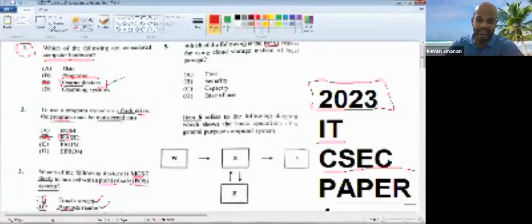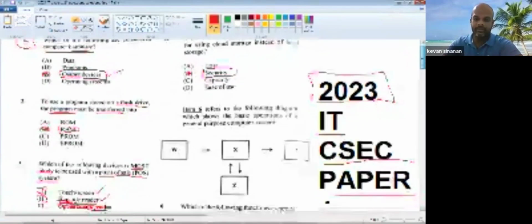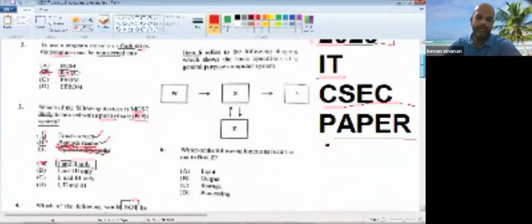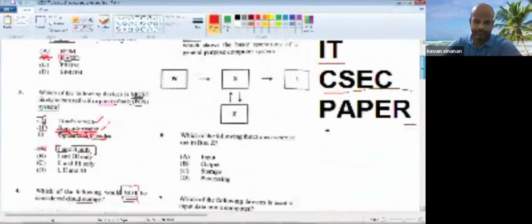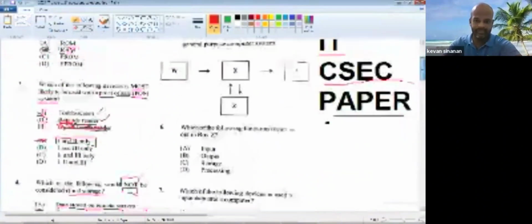Yes, we might think ease of use, but it's not the best reason. It's really security. Security is the best reason for cloud storage because two-factor authentication is a big part of cloud storage. Username and password, big part of cloud storage. Right? So the answer for 5 is B.